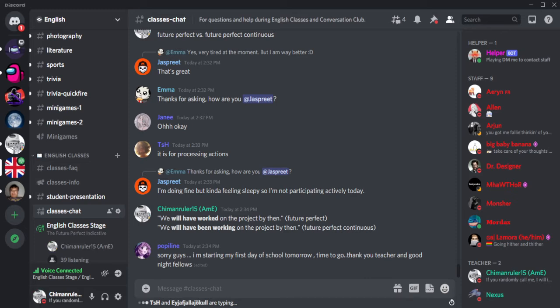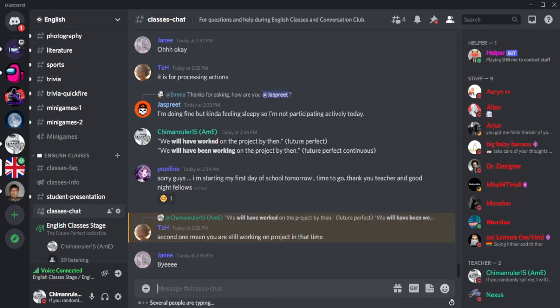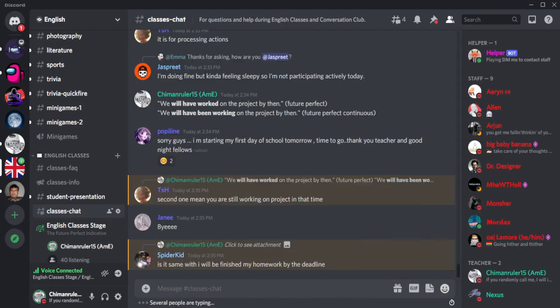So when you use the future perfect like that, you're implying that actions will not continue past a certain point. But with the continuous form, you're implying that they might continue past a certain point. Yeah, exactly. The second one means you're still working on the project. Exactly. See? Oh, you have to go? Okay, bye.